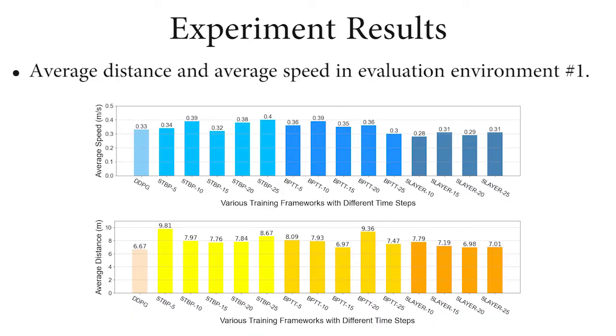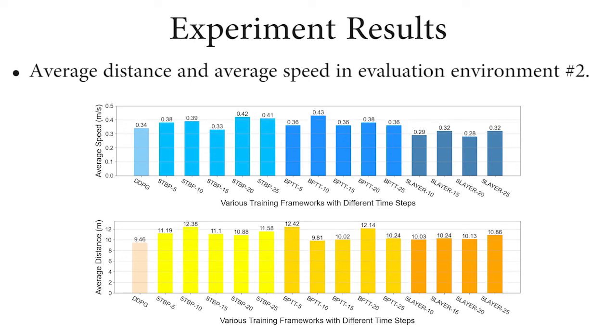For average distance and average speed, STBP and BPTT have higher average speed but longer average distance than original DDPG. Slayer performs similar to original DDPG in both evaluation environment number 1 and number 2. The average speed of STBP, BPTT, Slayer, and original DDPG between evaluation environment number 1 and number 2 are similar. But the average distance of these methods all rise since the evaluation environment number 2 is larger.